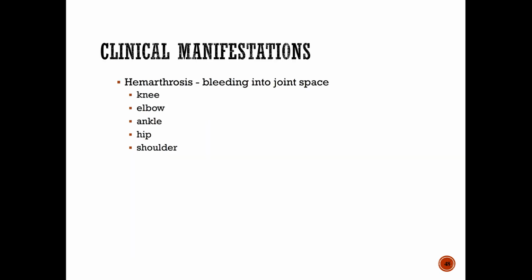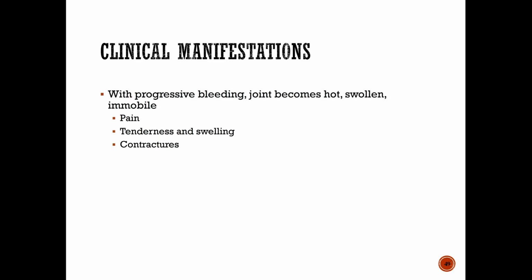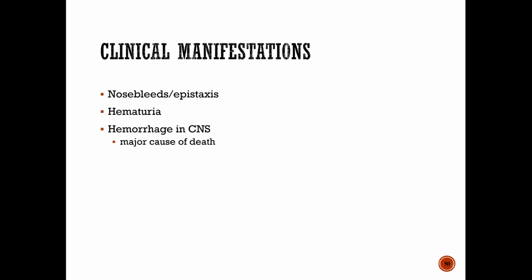Clinical manifestations, like I said, they're going to bleed into the joints, so knees, elbows, ankles, hips, shoulders. With the progressive bleeding, the joint becomes hot, swollen, and immobile, and they're going to have pain, tenderness, swelling, and contractures. So you're going to want to immobilize that joint. It's already immobilized itself, but you want to further immobilize it so they don't further injure it. They also may have nosebleeds. They may have blood in their urine, so they may dip their urine at home. They may have a hemorrhage in their central nervous system, which is a major cause of death, so a stroke.